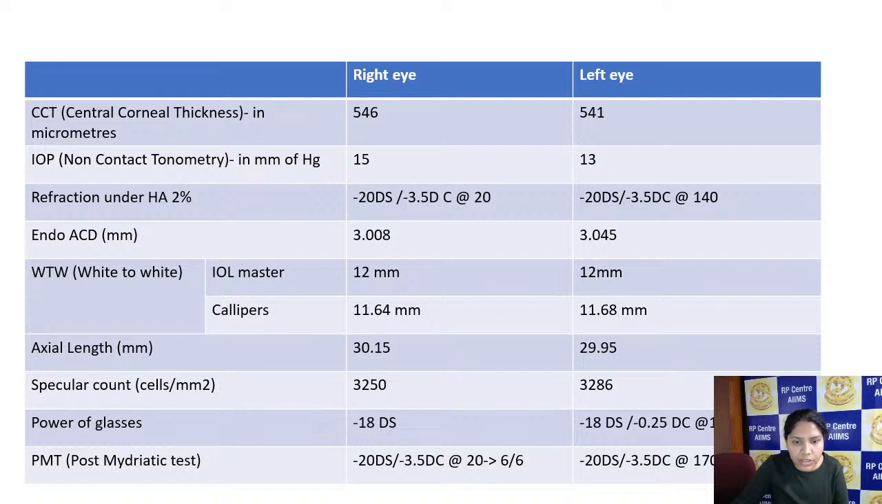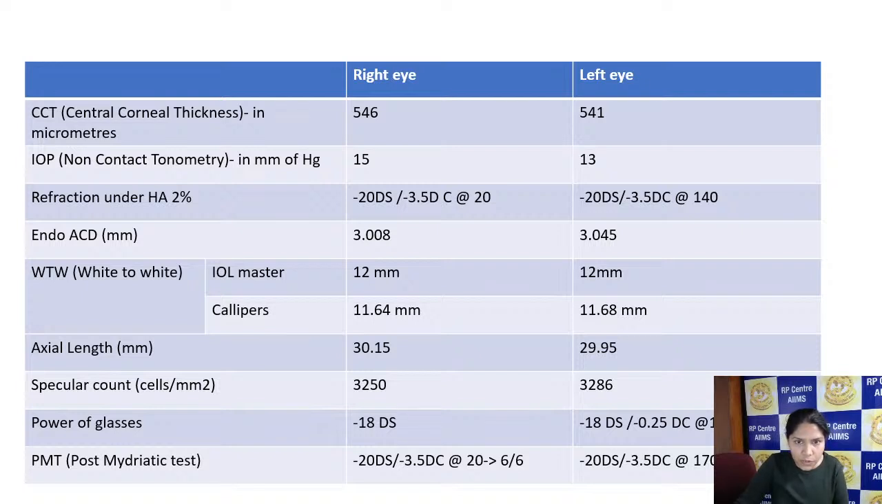The axial length was 30.15 in the right eye and 29.95 in the left eye. The specular count was 3250 cells per millimeter square in the right eye and 3286 in the left eye. The power of glasses which the patient was using was -18 sphere, and in the left eye it was -18 sphere with -0.25 cylinder at 120-degree axis.